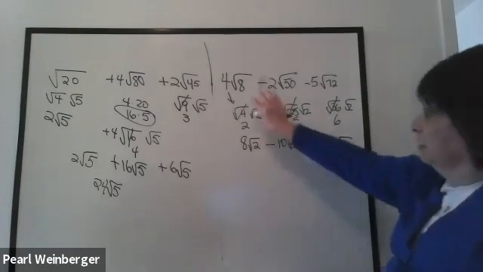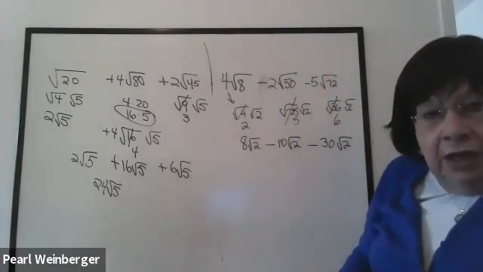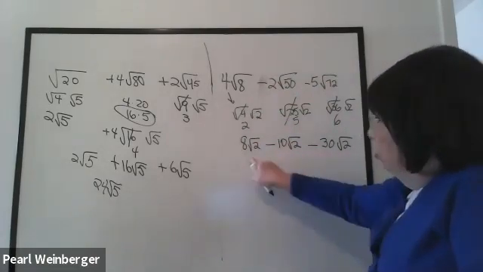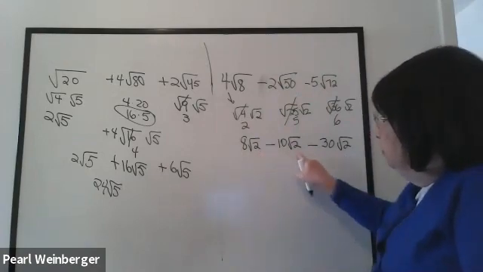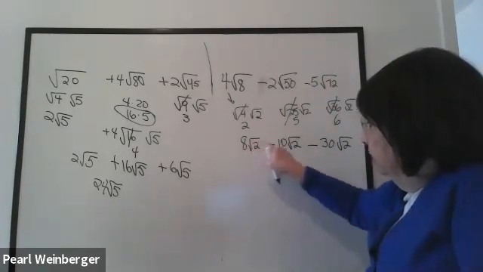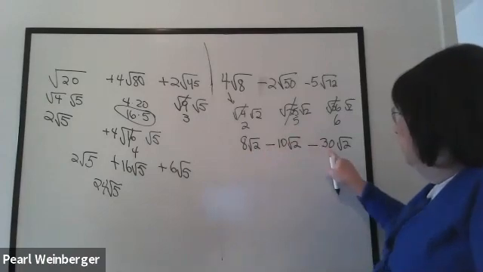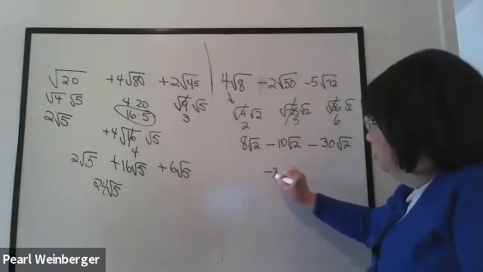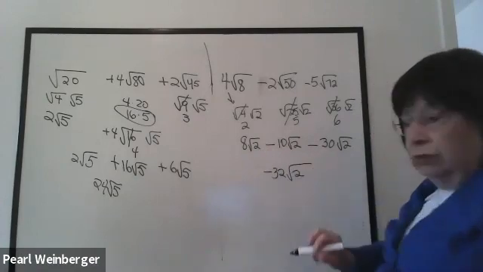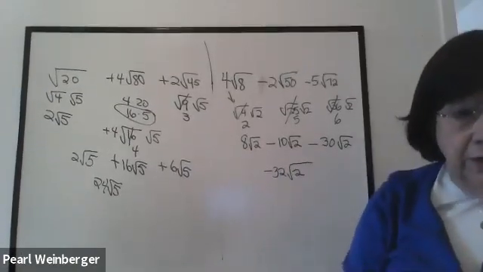So the first thing is I separated each one, I simplified each one on its own. Now I look and I see they are all like radicals because they're all square root of 2. So I work with the numbers in front. I combine the 8 and the negative 10, which gives me negative 2. And negative 2 and negative 30 gives me negative 32. That's my coefficient, and that's times radical 2. I hope you were able to do this. Any questions about that?